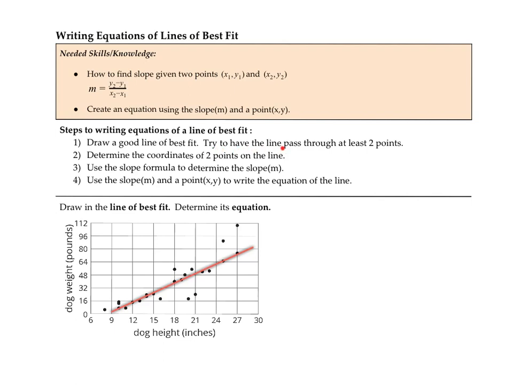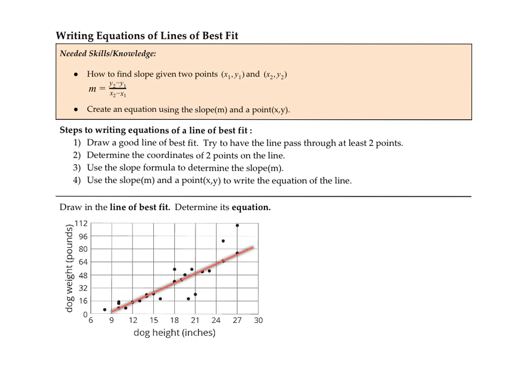And we try to have the line passing through at least 2 points. More points better, but there should be at least 2 points. And remember, it should follow the trend. Then we are going to determine the coordinates of the 2 points on the line. And then using those 2 points, we are going to use our slope formula to figure out slope. And then using slope and a point, we write the equation of the line.